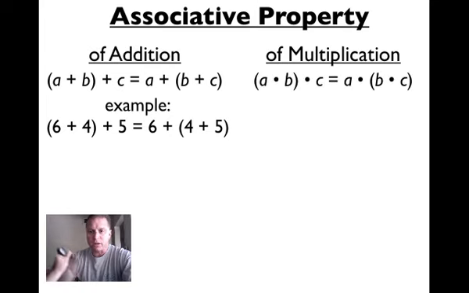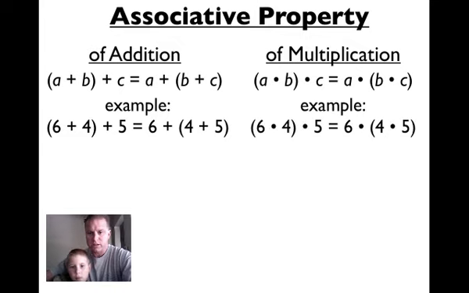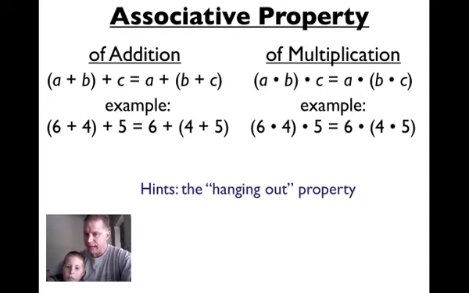And the same deal with the multiplication part. The quantity A times B multiplied by C is equal to A times the quantity B times C. In other words, the quantity 6 times 4 multiplied by 5 is the same as 6 times the quantity 4 times 5. Our hint here is that I think of this as the hanging out property.